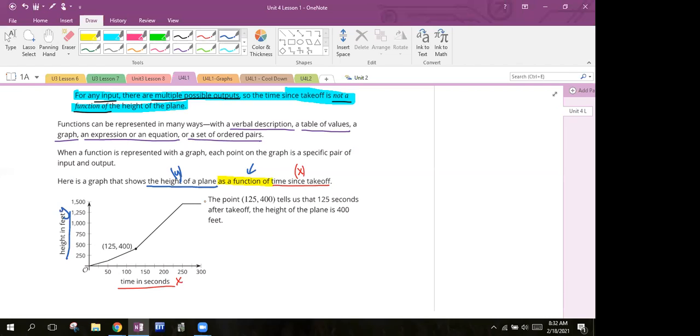Okay, so we have this point right here on our graph, 125, 400. And we're just going to read what the axes are talking about. The point tells us that 125 seconds after takeoff, the height of the plane is 400 feet. Which makes sense.